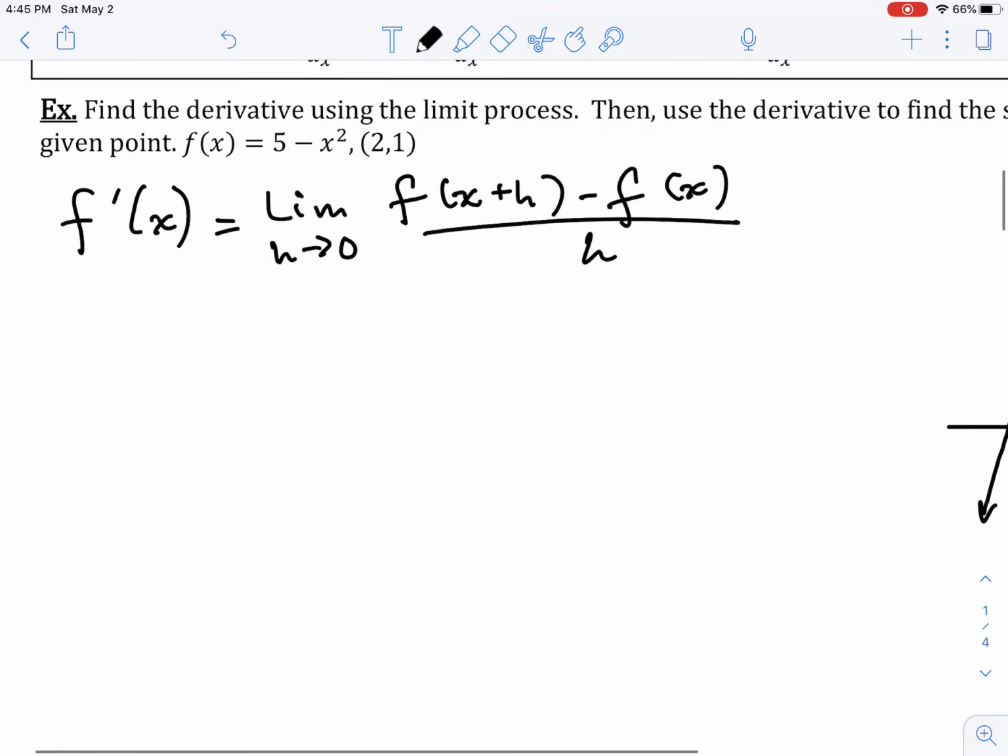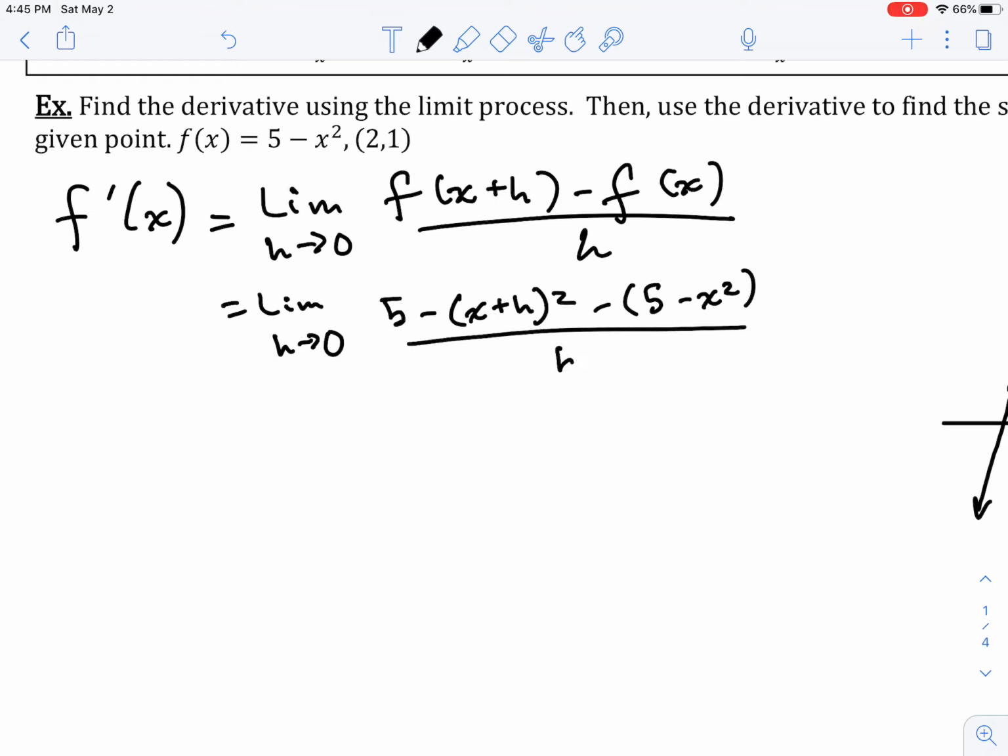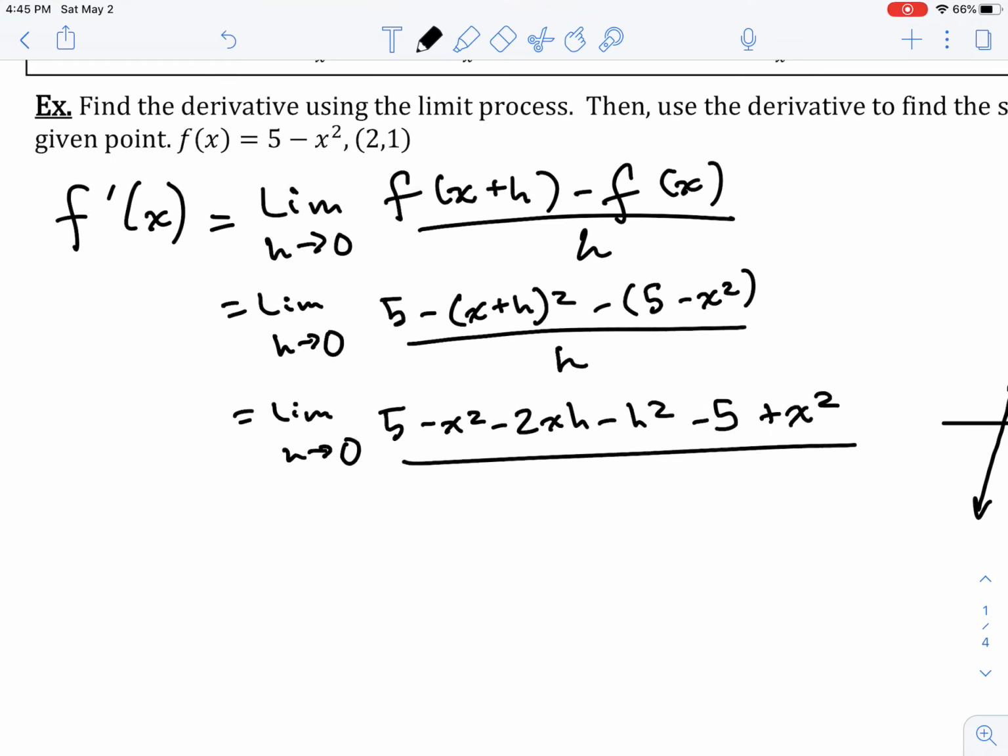Okay? Now, let's evaluate our difference quotient. Let's find our difference quotient for this specific function. So we're going to say it is equal to the limit as h approaches 0 of 5 minus, and we're going to replace our x with x plus h, squared, minus 5 minus x squared. And if you need practice doing this, just go back to my previous video and we did some practice with these. So we're going to say the limit as h approaches 0 of, and we're going to expand all this out, 5 minus x squared minus 2xh minus h squared minus 5 plus x squared, and all of this over h.